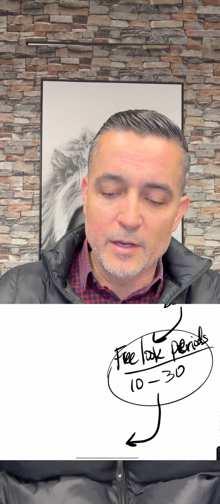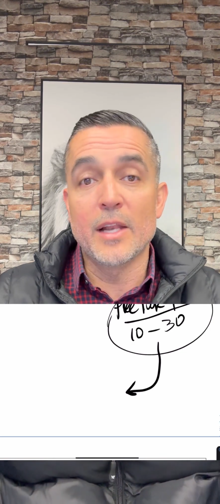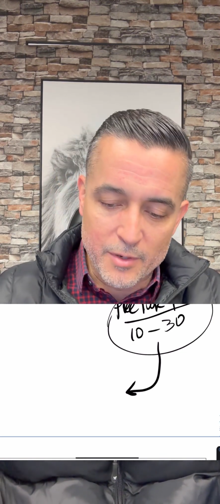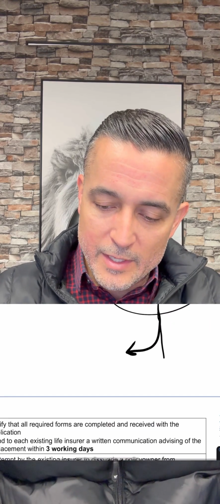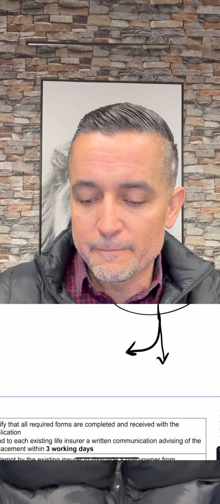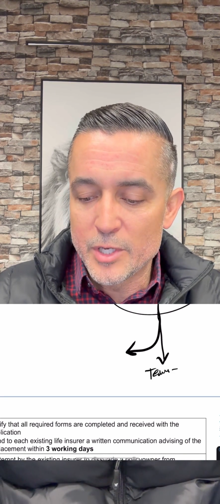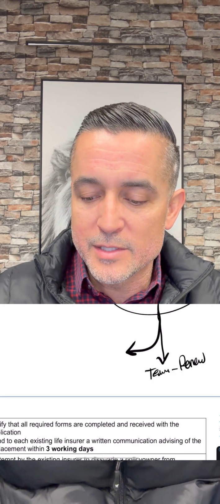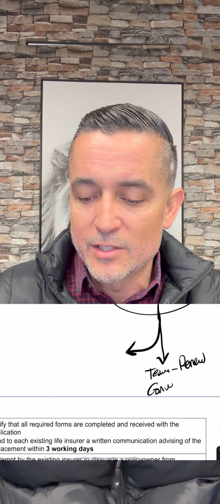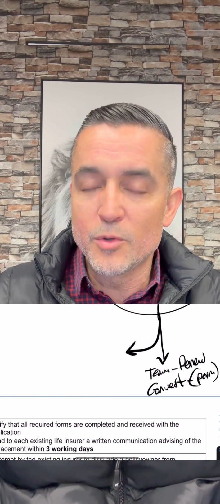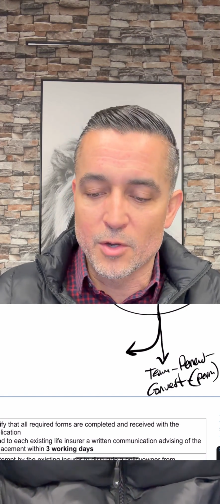Once he accepts the policy, there are two things that can happen here. One thing is that the term ends. When the term ends, he could renew the policy, convert it to a permanent policy, or renew it to another term. So that's how it works.